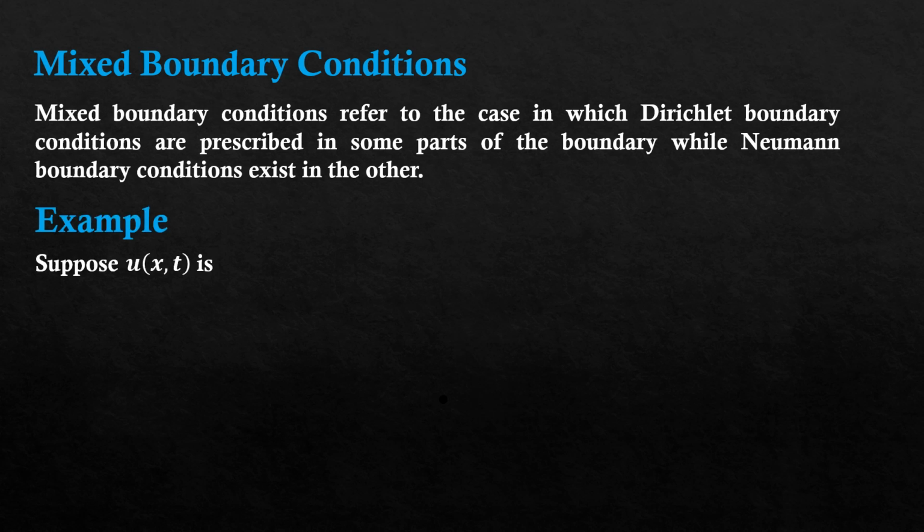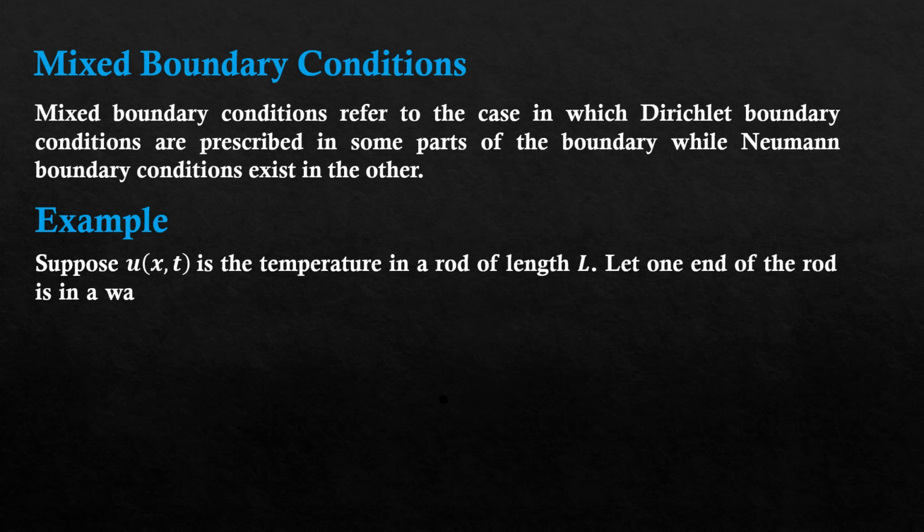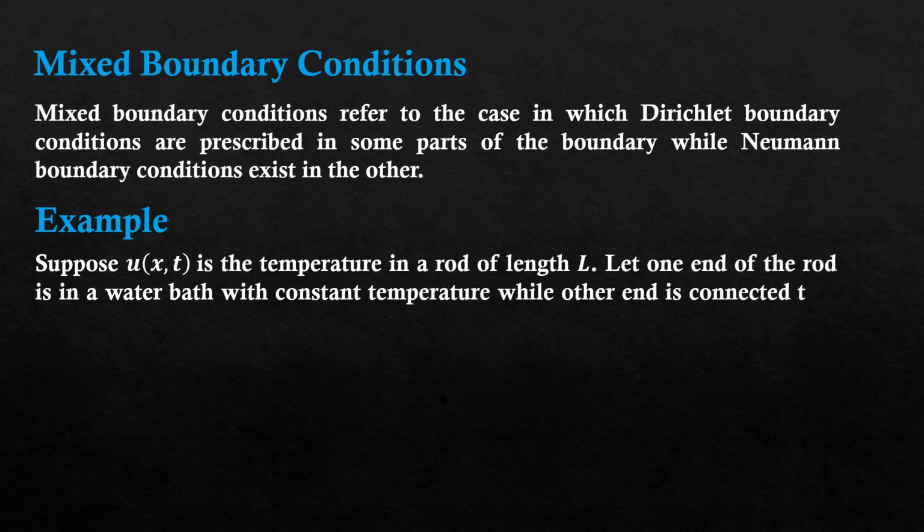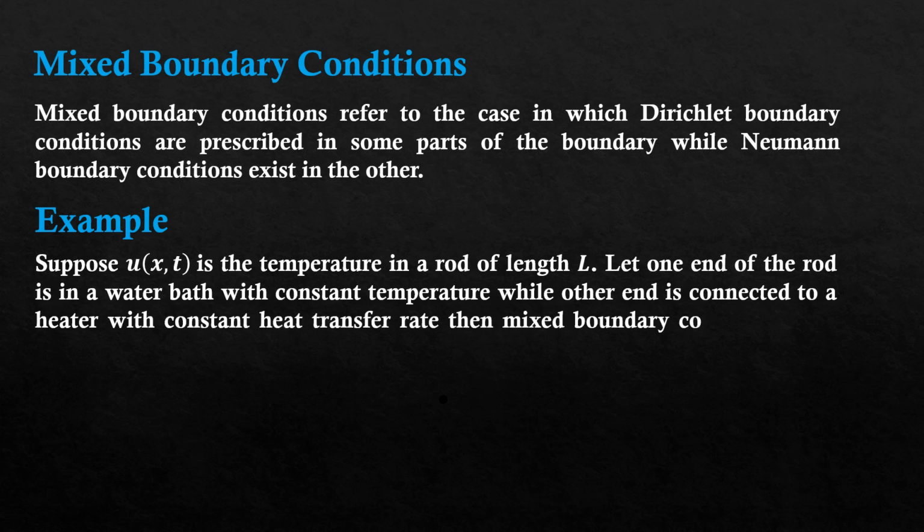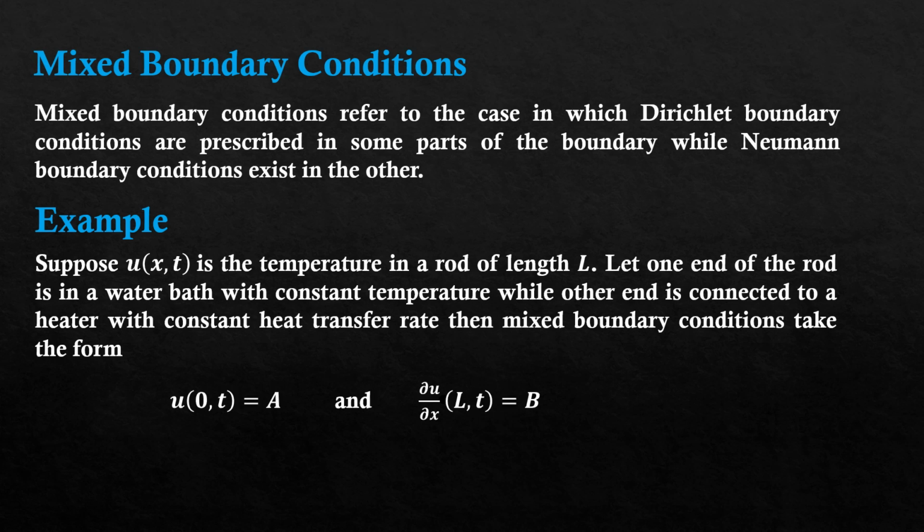For example, suppose u(x,t) is the temperature in a rod of length capital L. Let one end of the rod be in a water bath with constant temperature, while the other end is connected to a heater with constant heat transfer rate. Then mixed boundary conditions take the form u(0,t) equal to capital A and partial u by partial x at (L,t) equal to capital B, where capital A and capital B are constants.